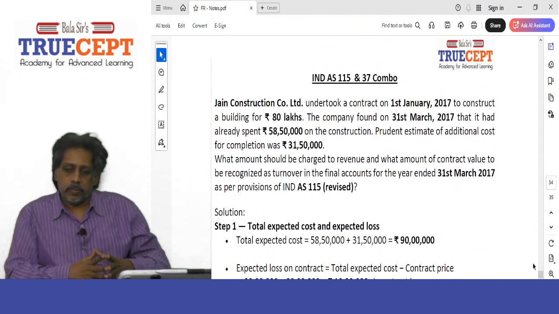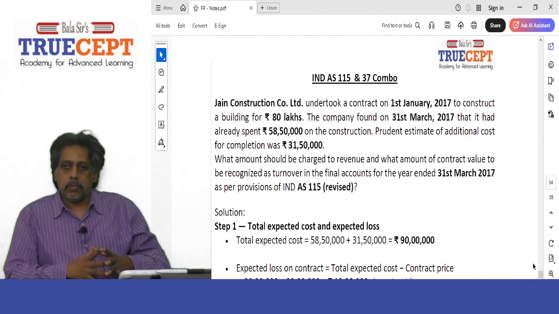Jain Construction Company Limited undertook a contract on 1st January 2017 to construct a building for 80 lakh rupees. The company found on 31st March 2017 that it had already spent 58 lakh 50,000 on the construction. Now, prudent estimate of additional cost for completion was 31 lakh and 50,000 rupees. What amount should be charged to revenue and what amount of contract value to be recognized as a turnover in the final accounts for the year ended 31st March 2017 as per the provisions of IND AS 115 revised?